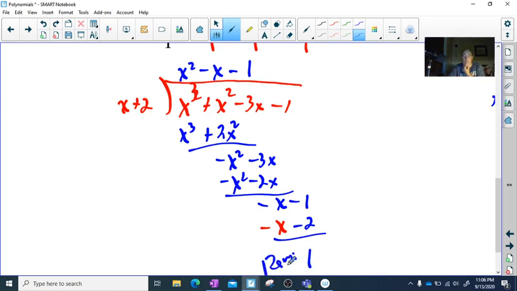Now I want you to look at the answer. So the answer was x squared minus x minus 1. Now look up here when we did synthetic division.